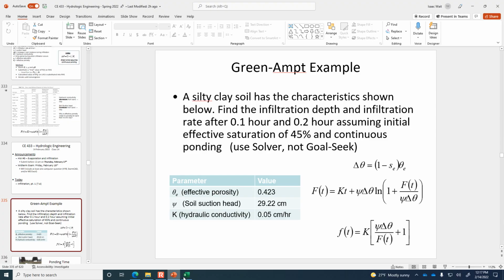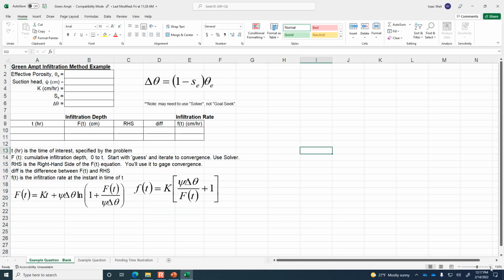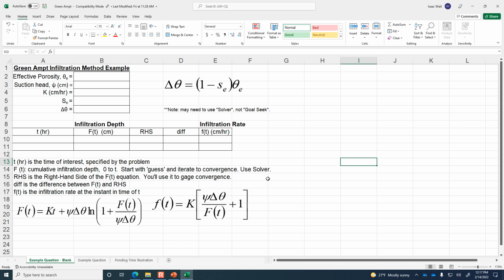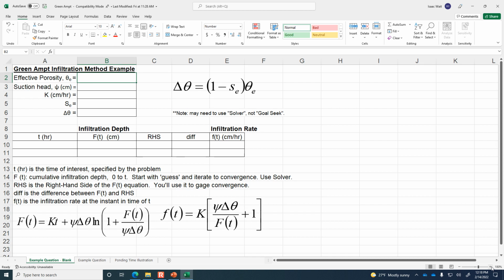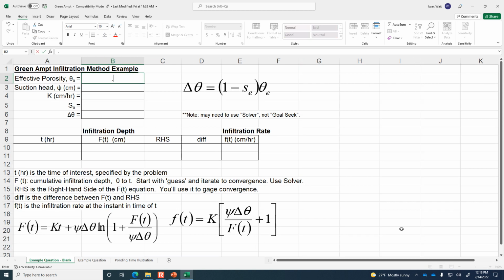Okay, so open up the template file that I put onto Blackboard. Has anybody else been able to download it? Is this what it looks like, the template file? Yep. Okay. So we'll start off by putting in the effective porosity. What the example said is it's 0.423 is the effective porosity.